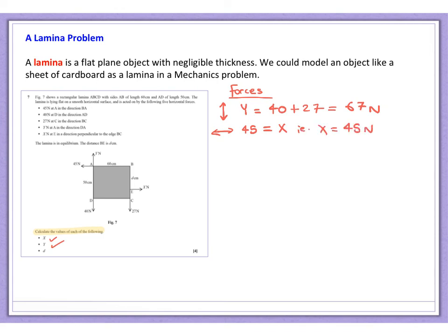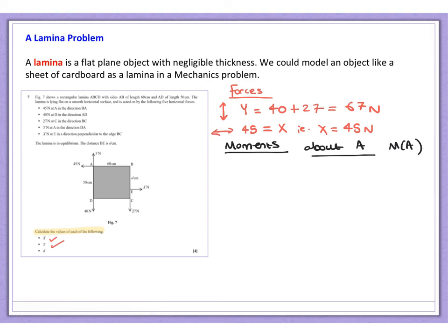Now, let's think about moments. Where could we take moments about? Where would be a good pivot point? Now, I want to calculate the distance D. So in order to keep my calculations a little bit simpler, I am going to take moments about the point A. But you could do this question in multiple ways and you will still get the same answer. So we're going to take moments about point A.